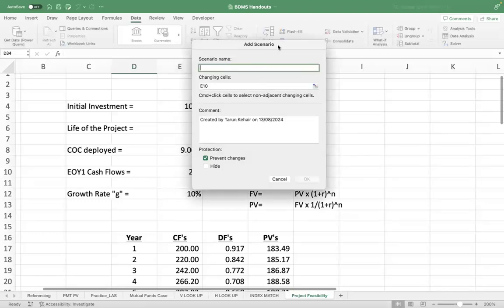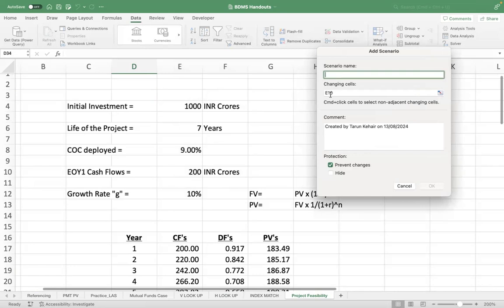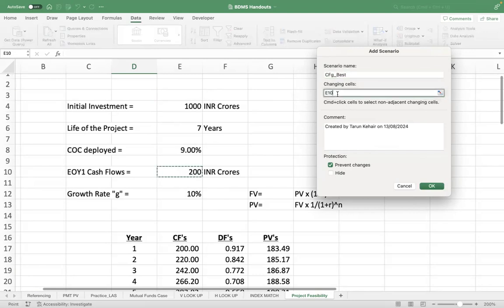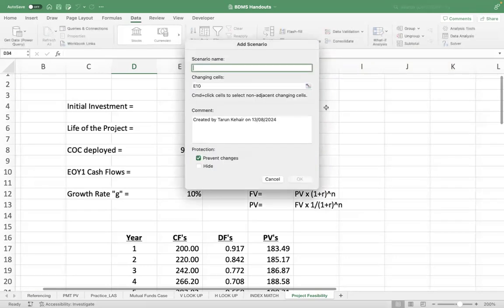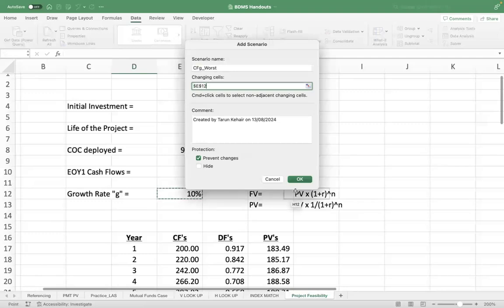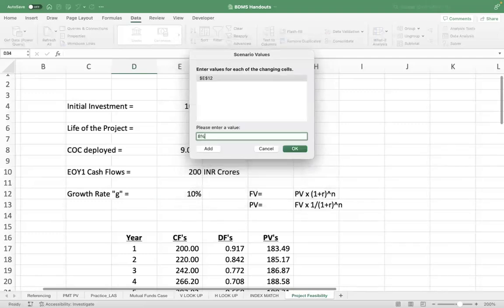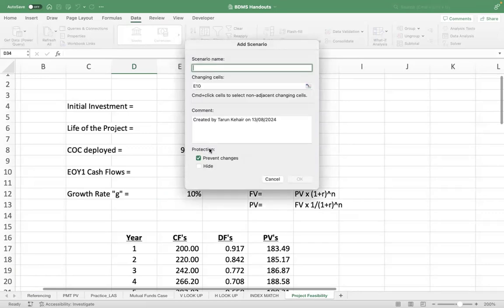Add another scenario, cash flow growth rate, best case. Let's say my best case is 12%. Add another scenario, cash flow growth rate, worst case. Let's say for the worst case I'm going to get a growth of 8%. Now, mind you, when I do this, I'm going to see the NPV one by one only. One variable changes, what is the impact; another variable changes, what is the impact.